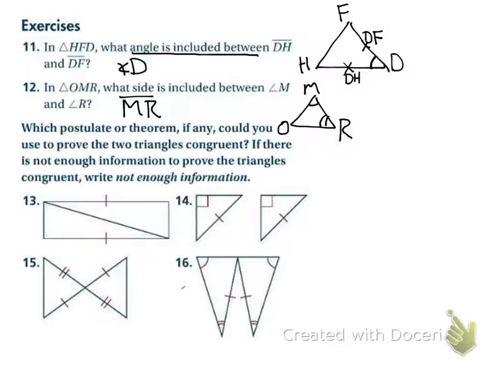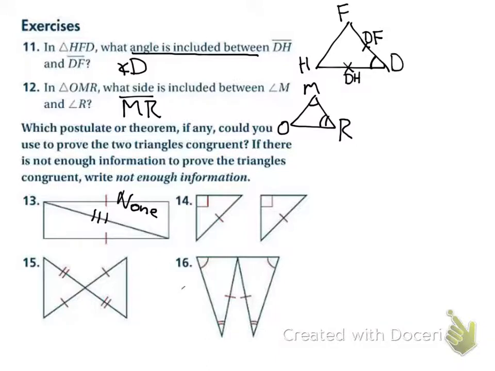Okay, for number 13, which postulate or theorem would we use to show that they are congruent? Now, in 13, I have those two sides, but I also have a reflexive property there. Now by that reflexive property, I have two sides. I don't have an angle, so that's going to be not enough information, or we'll just put none.